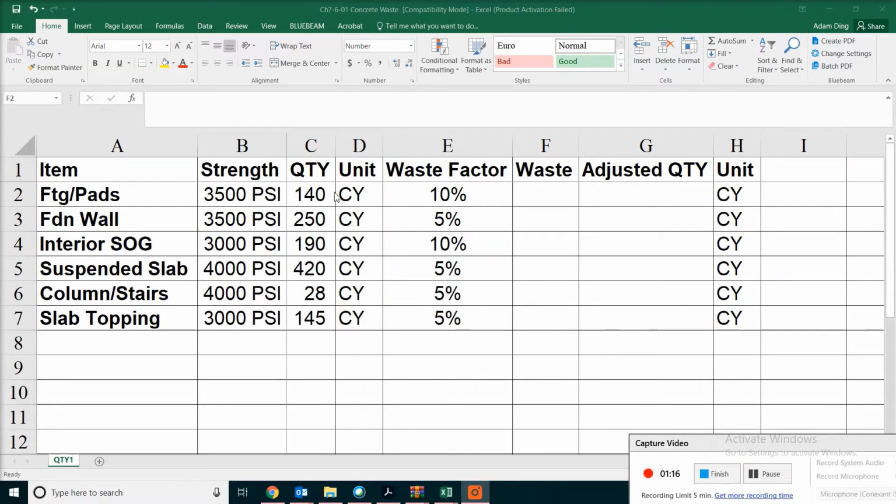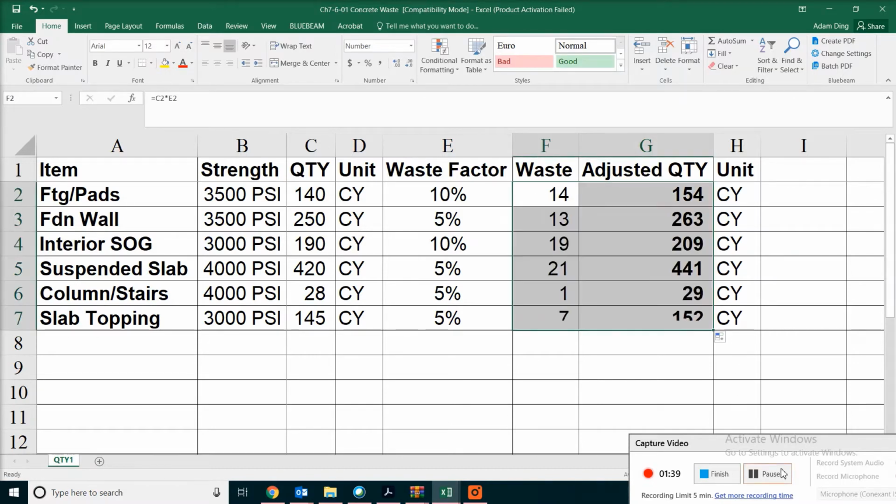Let's work out one item for footings and pads. The waste we're looking at is the quantity times the waste factor. So we're looking at a 14 cubic yard extra. By combining the original quantity with the waste, we now have the adjusted quantity. Drag down the formula on both columns.